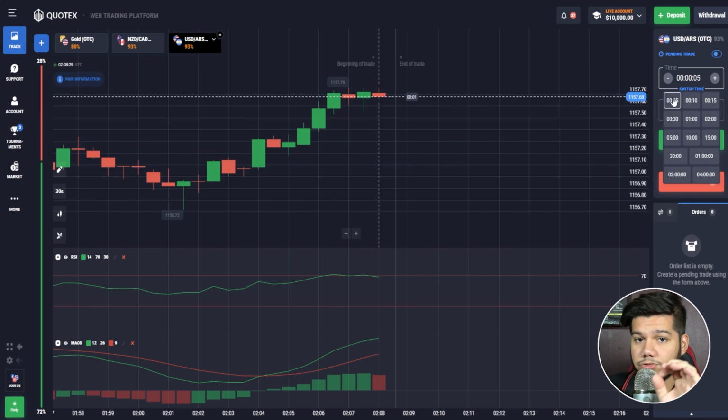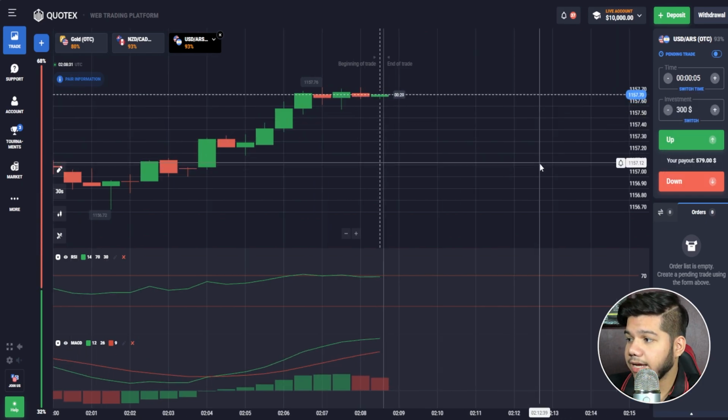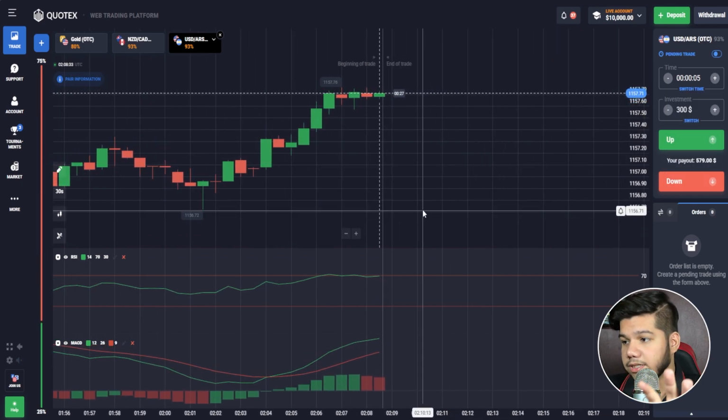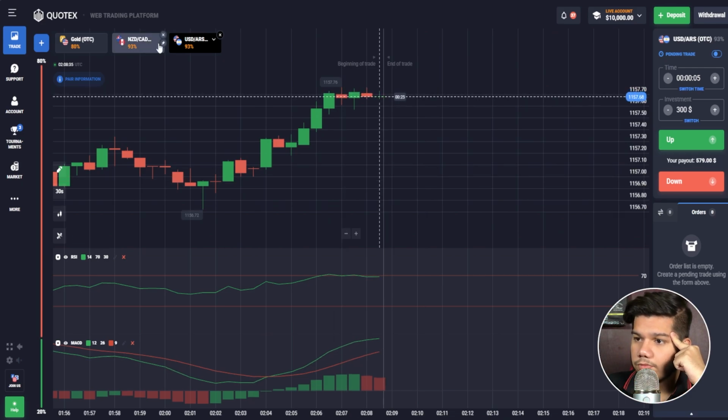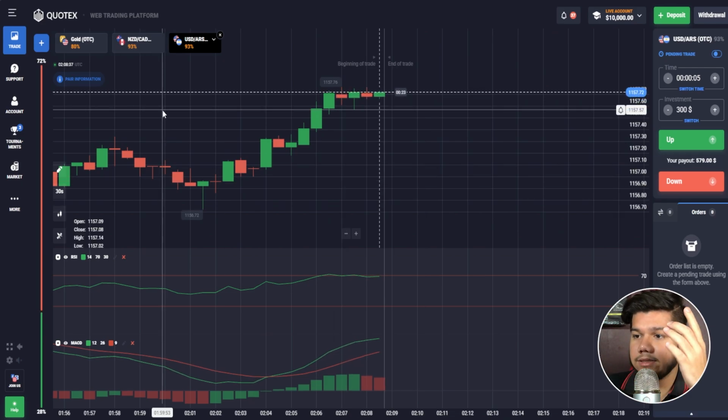The time frame for the trade we will be using is 5 seconds and 10 seconds depending upon the situation. So without wasting any time further, let's start trading.